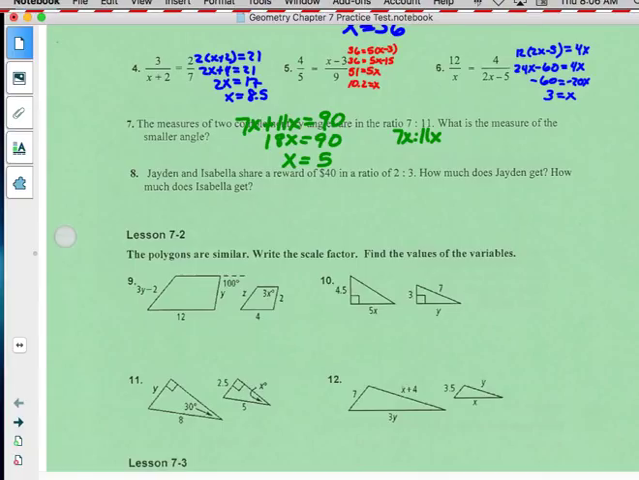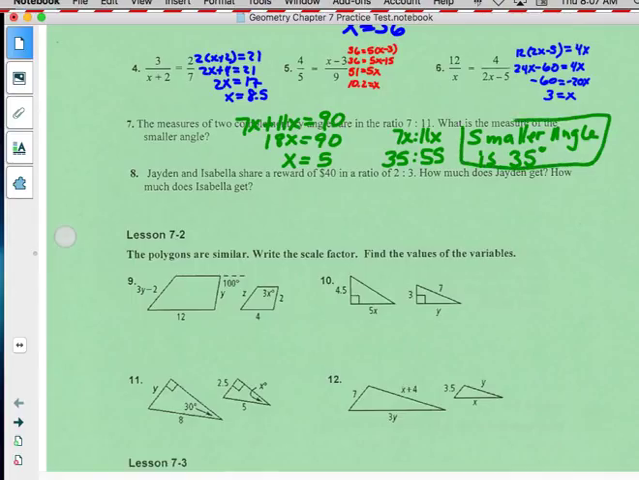What is the measure of the smaller of the two angles? Now, x is 5. The smaller of the two would be 35 degrees because the larger one's 55 degrees. They both add to 90, but the smaller angle is 35 degrees. Okay, so that's my answer for this.